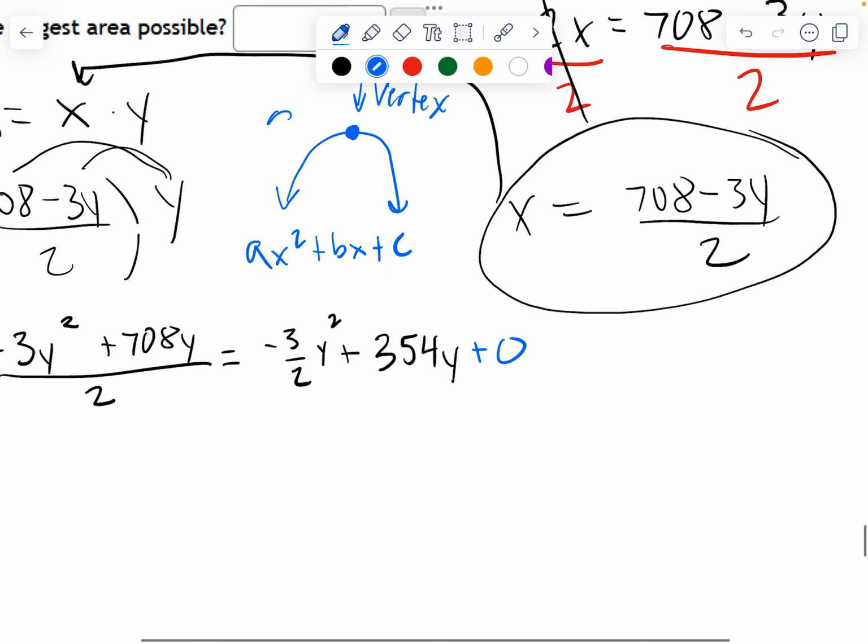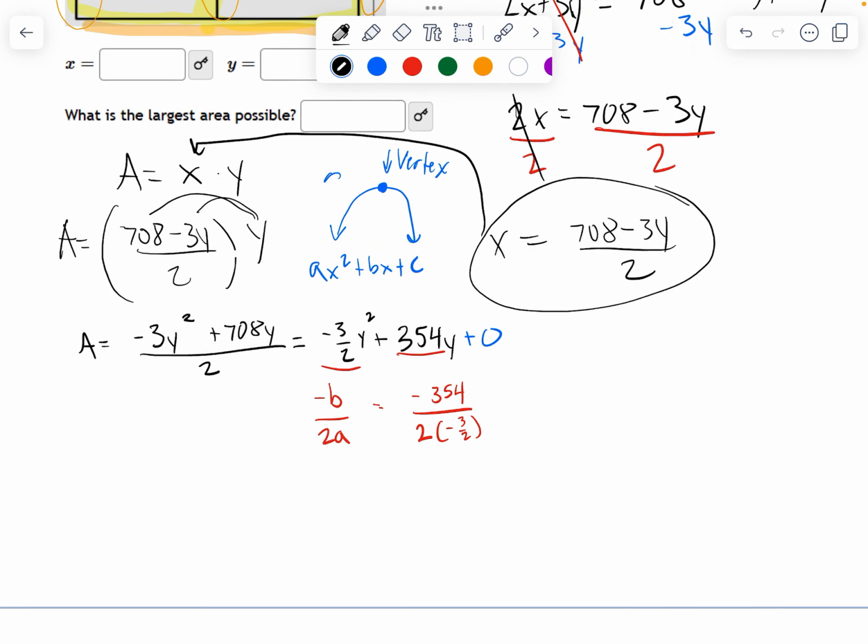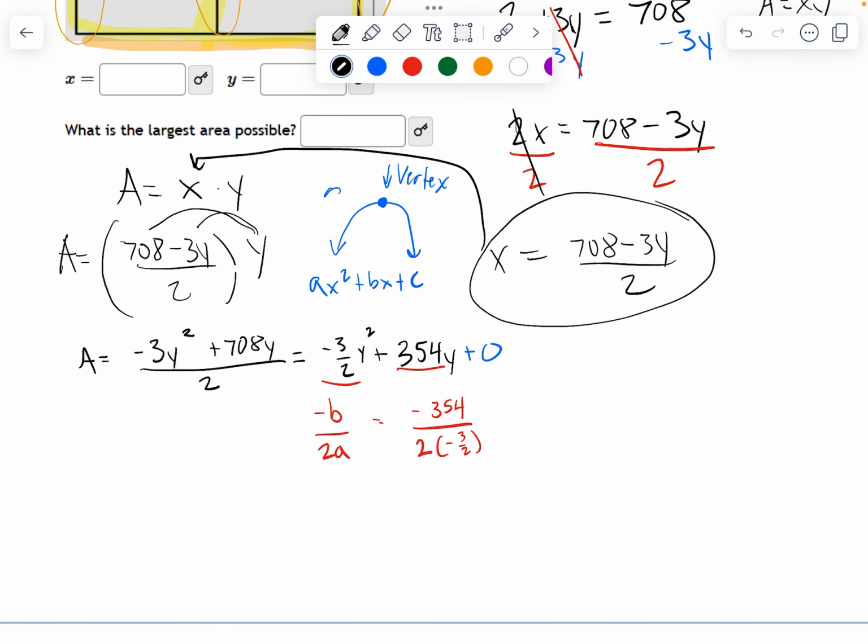You can find the vertex a couple of ways. You can use the shortcut for standard form, which is negative b over 2a. So in our case, our b value is 354. So negative 354 over 2 times our a, which is negative 3 halves, right? And this will give me the maximum, like where it happens, value for the area, right?